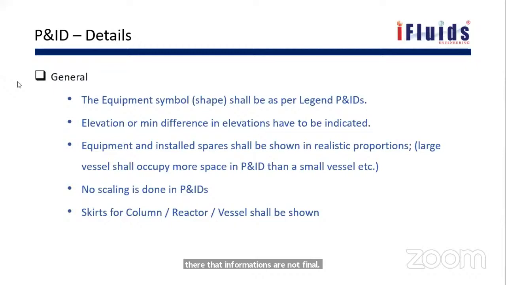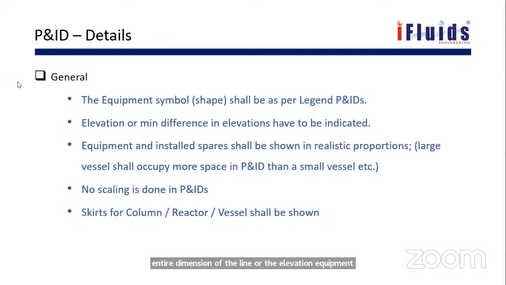Now, in general, equipment symbol shape shall be as per P&ID legends. So elevation or minimum difference, that is, this should be minimum 10 meter from this equipment. Details like that we'll mention. We'll not mention the entire dimension of the line or the elevation.